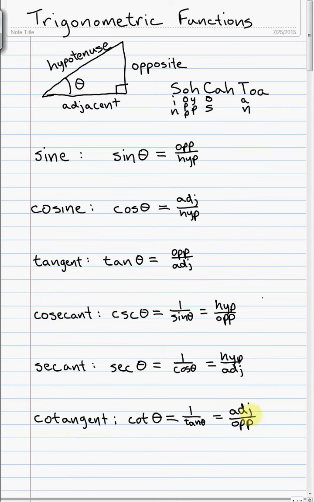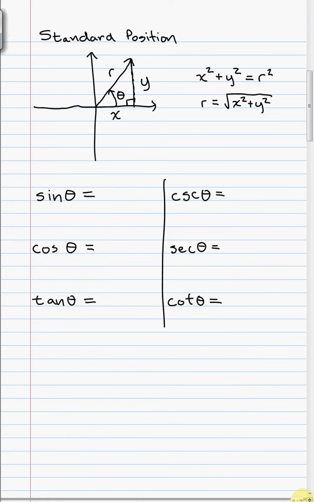Alright, so the next thing we're going to do is take this into standard position on the xy plane. And this is going to allow us to move beyond right triangles and just deal with coordinates x's and y's. If you remember, standard position starts us off on the positive x-axis and rotates counterclockwise. So here's an angle in standard position. Again, I'm drawing it as an acute angle to start so we can use the previous definitions that we had.